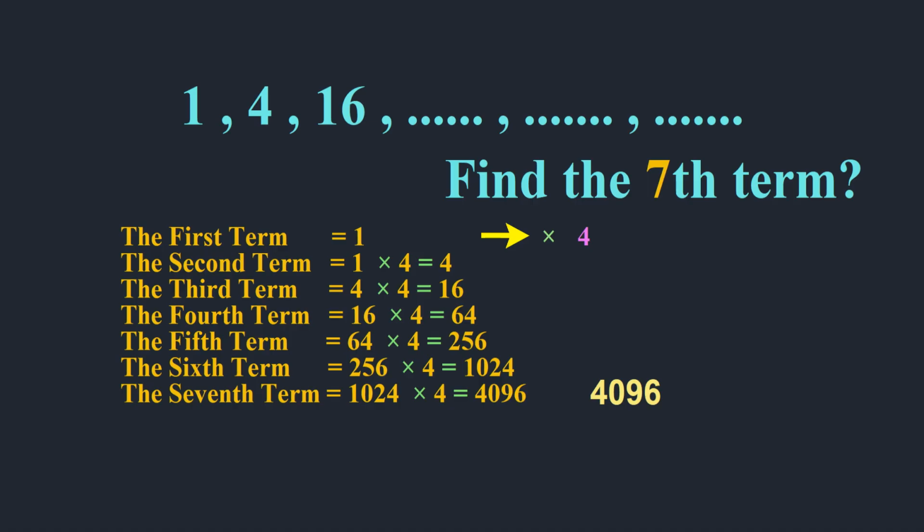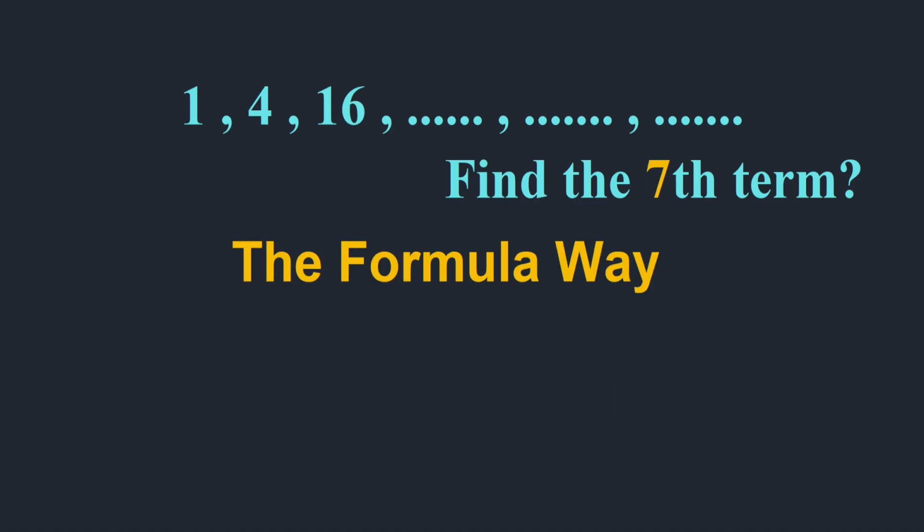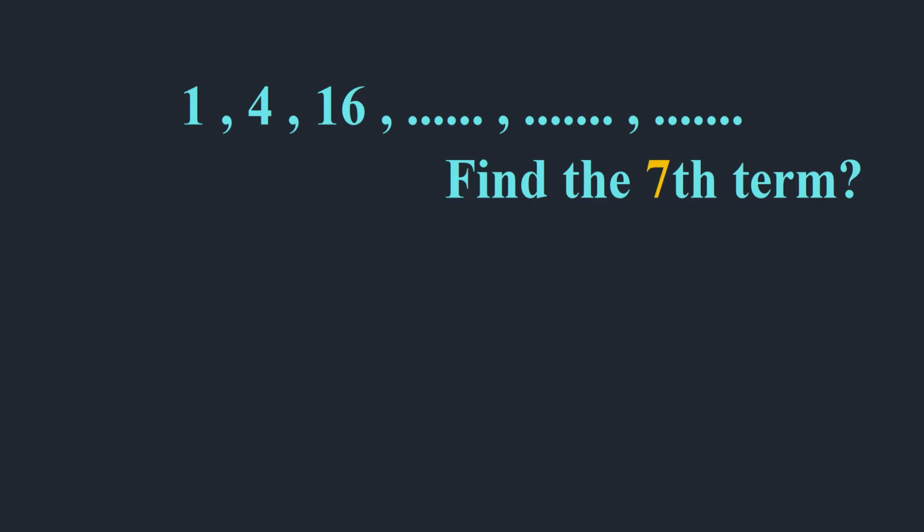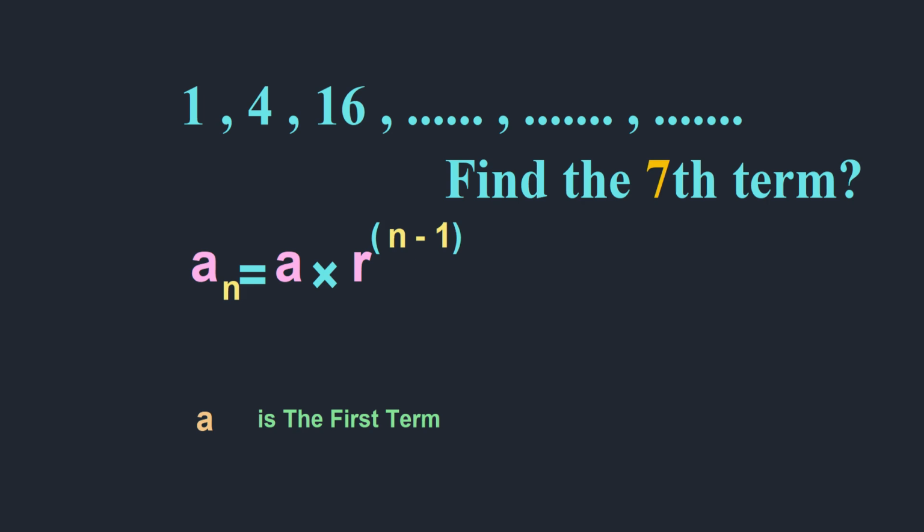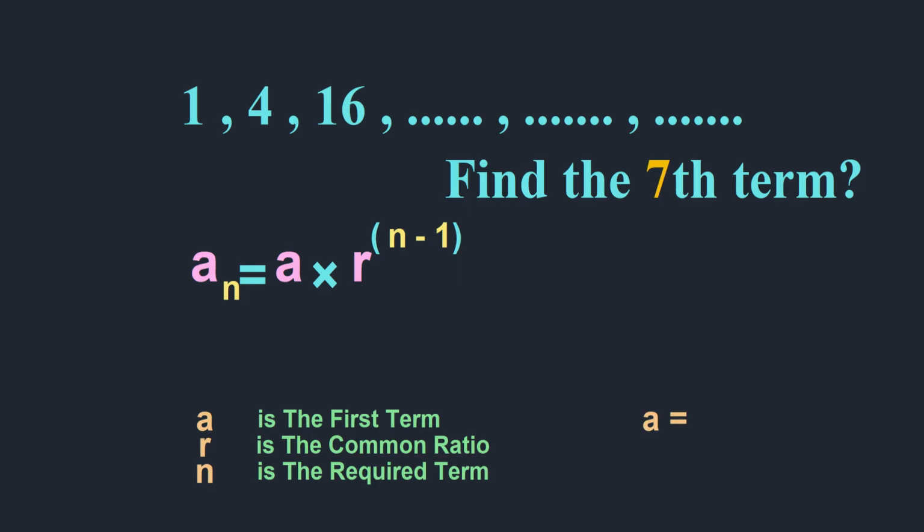Let's solve the problem by using the second method, which is called the formula way. We have a geometric sequence and we can use the rule a_n equals a times r to the power n minus 1, where a is the first term and r is the common ratio and n is the required term. In our problem, the first term a is equal to 1 and the common ratio r is equal to 4 and the required term n is equal to 7.